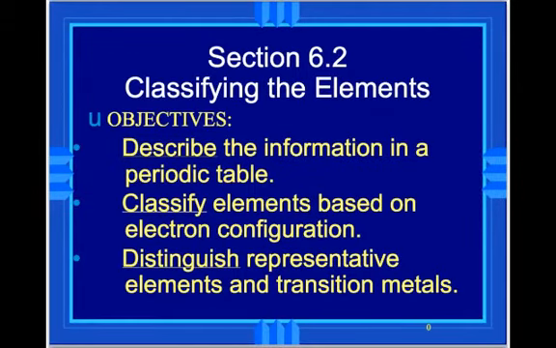Before we get started, let's go ahead and look at the objectives for this lesson. So we want to go ahead and describe what information is provided from the periodic table. We want to classify elements based on their electron configuration into those groups. And then we're going to distinguish representative elements and transition elements. So I want you to be able to identify where we find those on the periodic table.